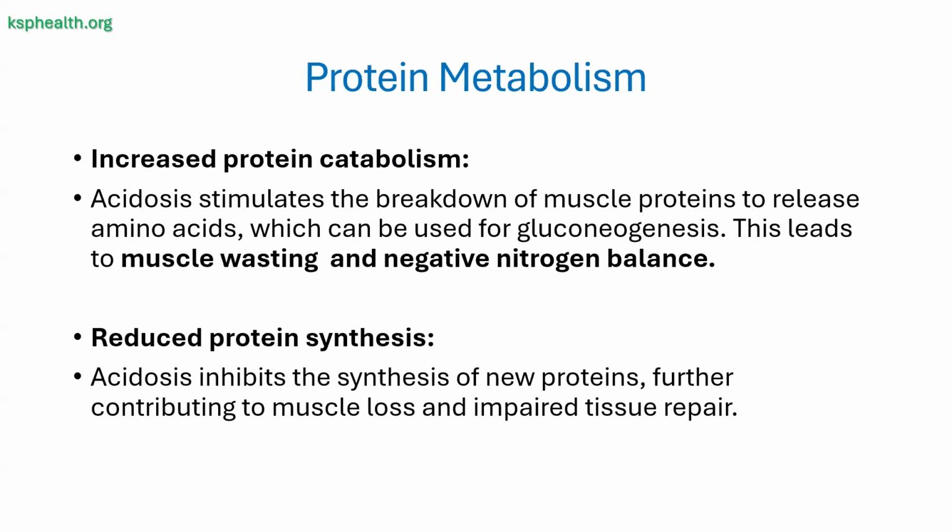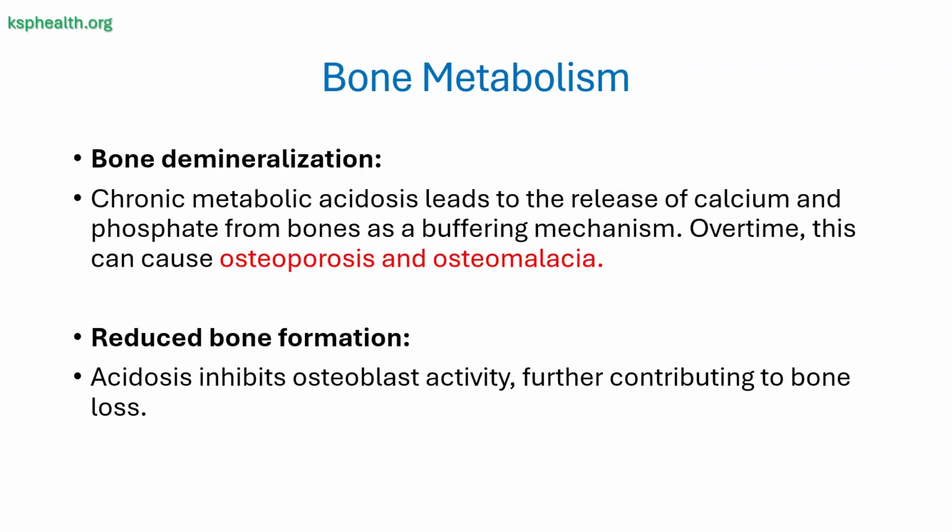It also acts on protein metabolism by increasing protein catabolism and also reducing protein synthesis. It stimulates the breakdown of muscle proteins to release amino acids, thus leading to muscle wasting and negative nitrogen balance. It also inhibits the synthesis of new proteins, again contributing to muscle loss and impaired tissue repair. So bringing back the pH to normal is paramount.